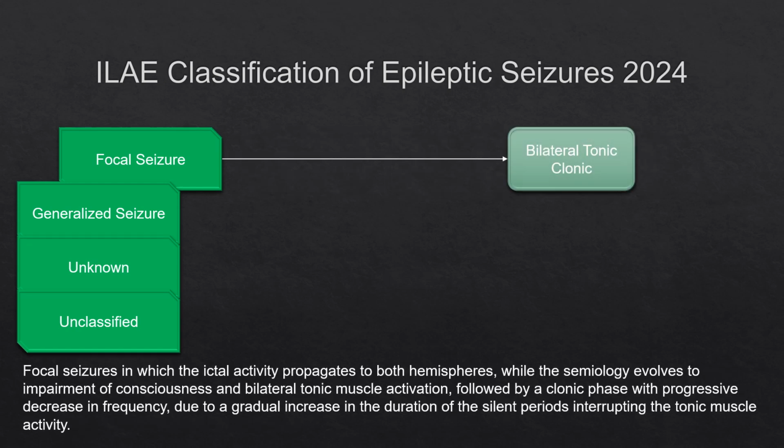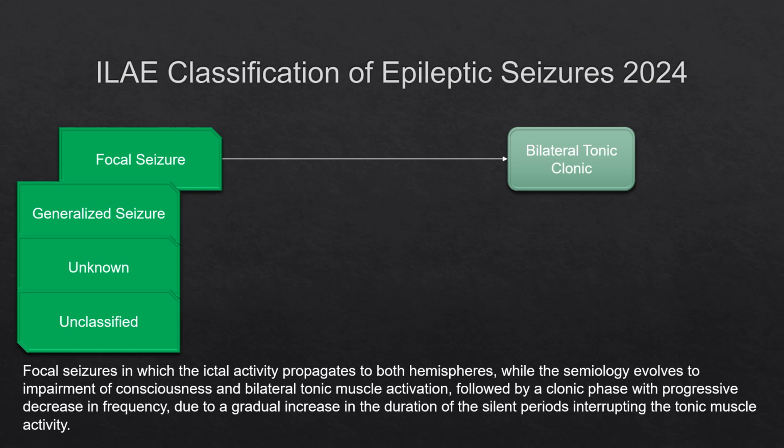Important to know here is that the focal seizure can very often progress to bilateral tonic-clonic seizures. We'll call it focal to bilateral tonic-clonic when the focal seizure's ictal activity propagates to both hemispheres, while the semiology evolves to impairment of consciousness and bilateral tonic muscle activation, followed by a clonic phase with progressive decrease in frequency due to gradual increase in the duration of silent periods interrupting the tonic muscle activity.